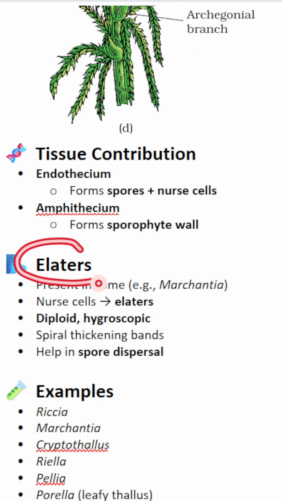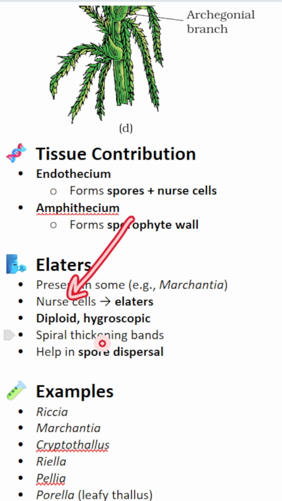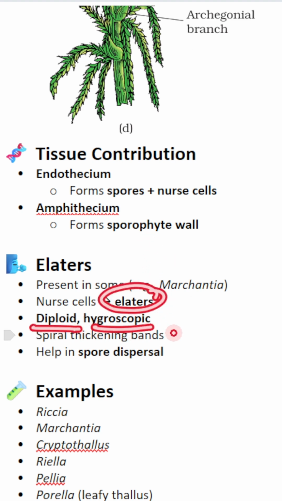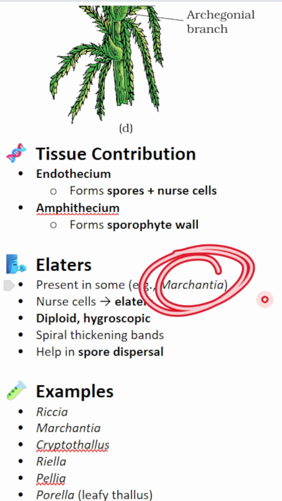And a special character present is called elaters. Elaters are restricted to the liverwort Marchantia. Elaters are regarded as nurse cells, meaning they provide nourishment, and they also help in dispersal of the spores. These elaters are diploid in nature and they are hygroscopic, meaning they absorb water and help in liberating or dispersing the spores. They have spiral and thickened bands. That is the main function of elaters, and they are restricted to the Marchantia plant.